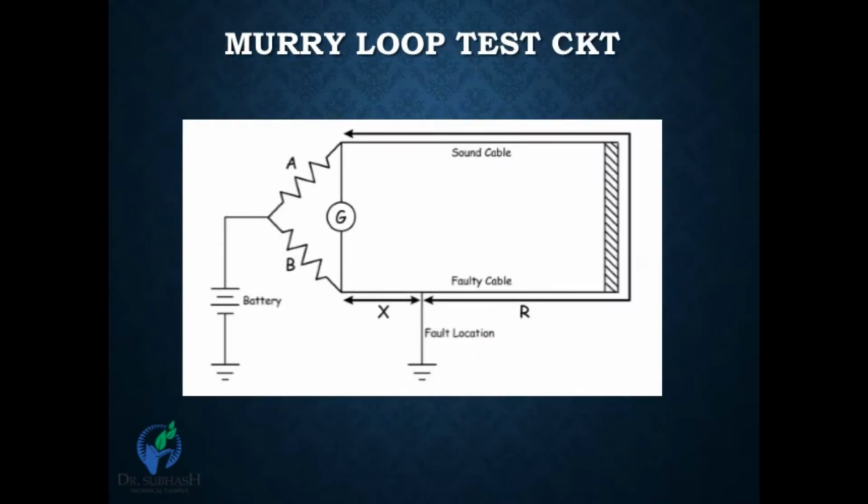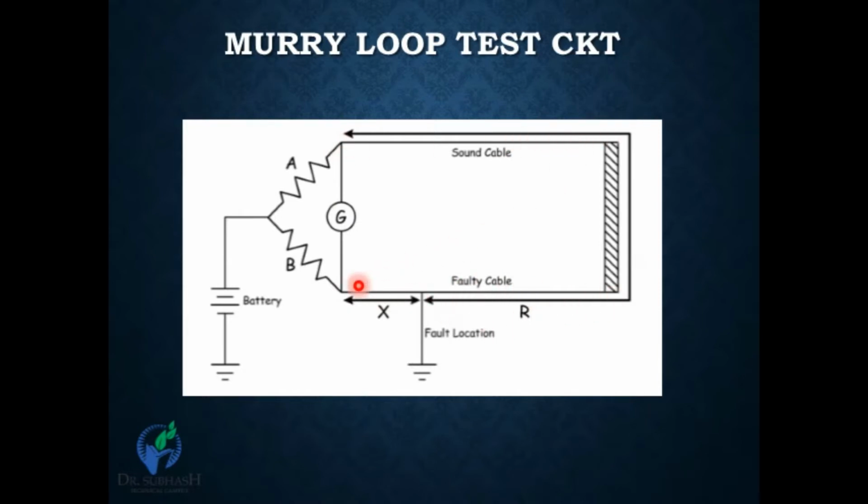Here we show a circuit diagram of this test. We show here an underground cable, and the fault occurs at X meters away from one end of the system. So we need to find out that X meter distance and find the fault location. How can we detect it and calculate X meters? Simply, we connect one sound cable, as shown here, in parallel to the faulty cable.